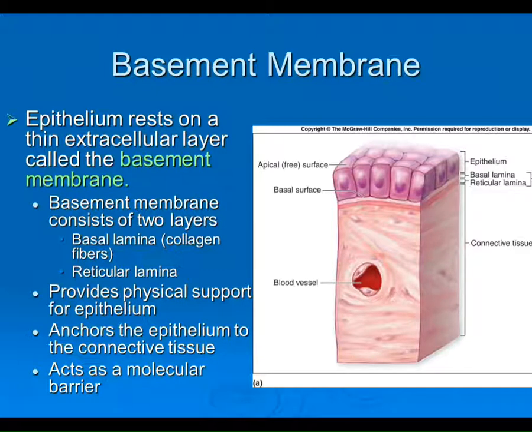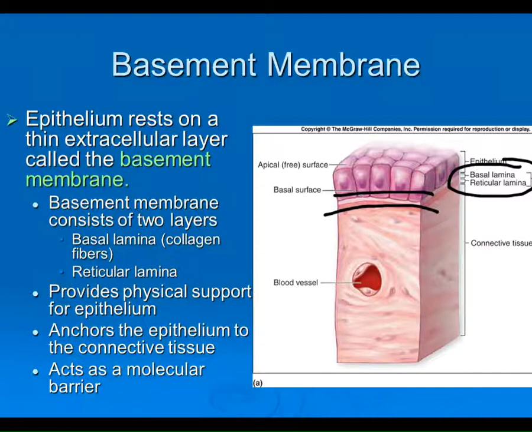Let's take a look at a simplistic cartoon of the epithelium again. We know that the epithelium is sitting on the basement membrane. There is, however, something extra I want to teach you here. So here's our basement membrane. But the basement membrane is actually 2 layers. We can divide it up even more.